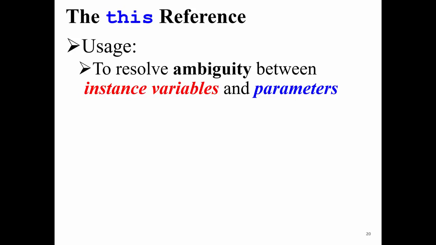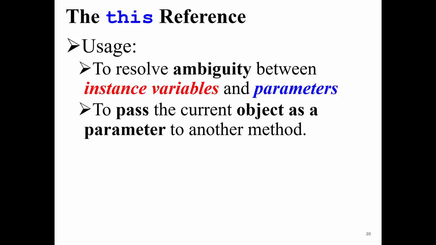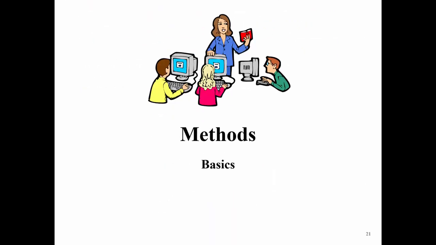Okay, the this reference is used to resolve any ambiguity between the instance variables and the parameters of that method. Also, it can be used to pass the object as a parameter to another method. And questions? All this is just a review of what we already covered.